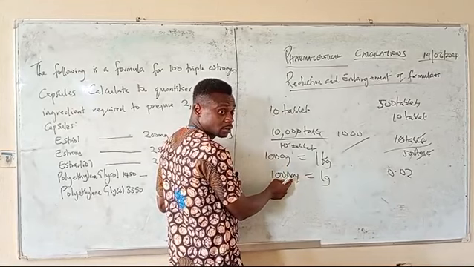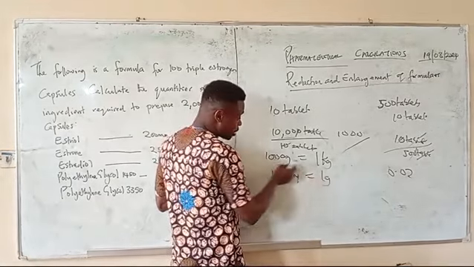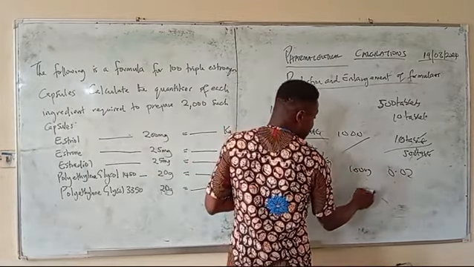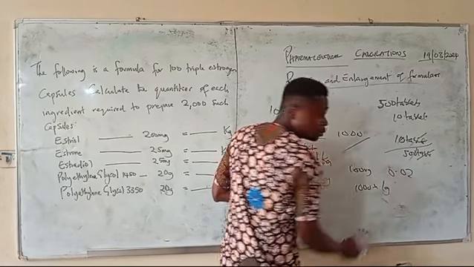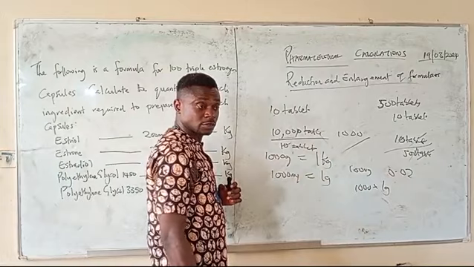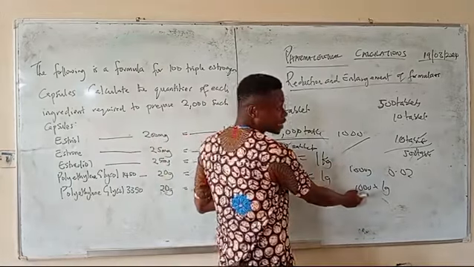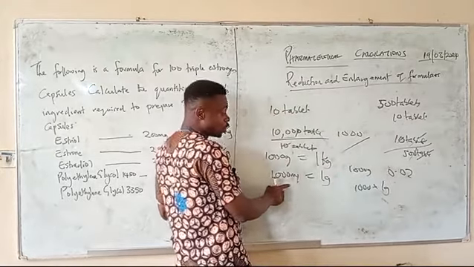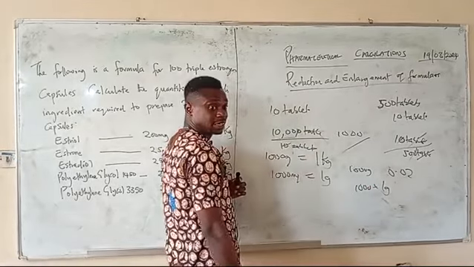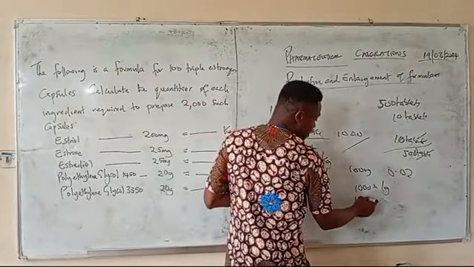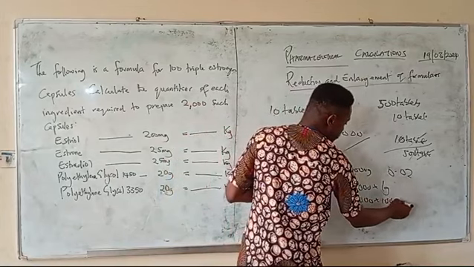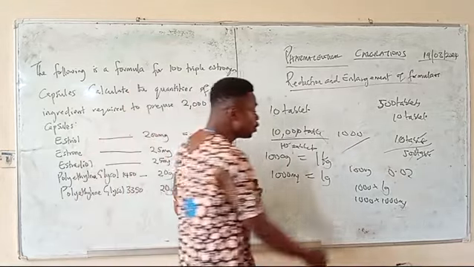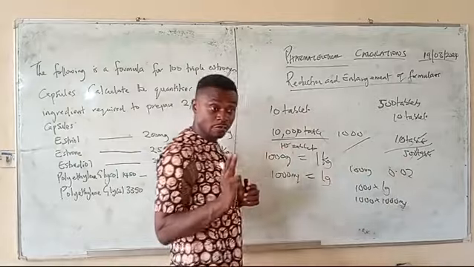If 1,000 milligram is 1 gram and 1,000 gram is 1 kilogram, you know that 1,000 gram is the same as saying 1,000 times 1 gram. Since 1 gram is 1,000 milligram, anywhere you see gram, you put 1,000 milligram. It then becomes 1,000 times 1,000 milligram, which is 1 million milligram. So 1 million milligram makes 1 kilogram.